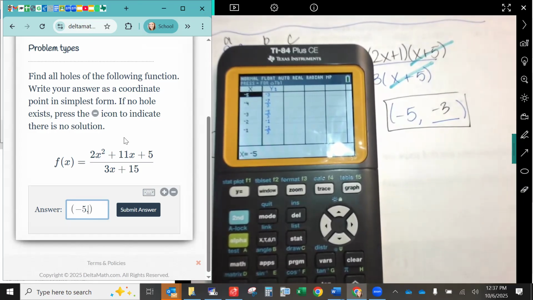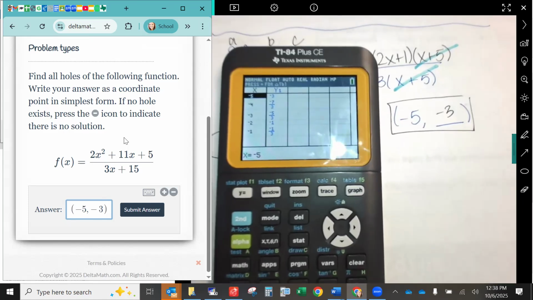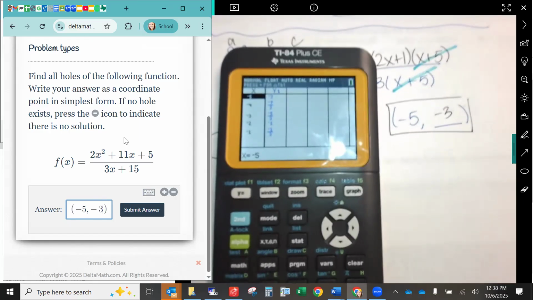Okay, -5 comma -3. Now, before I set you to work for the rest of class, what if nothing canceled out? Okay, look right here. It says, if there's no hole, you're just going to push the little minus icon for no solution. You might get some where you factor the top, you factor the bottom, nothing matches. That just means you don't have one. You would just hit the minus button. Okay? All right, go ahead and get started. You can do it.